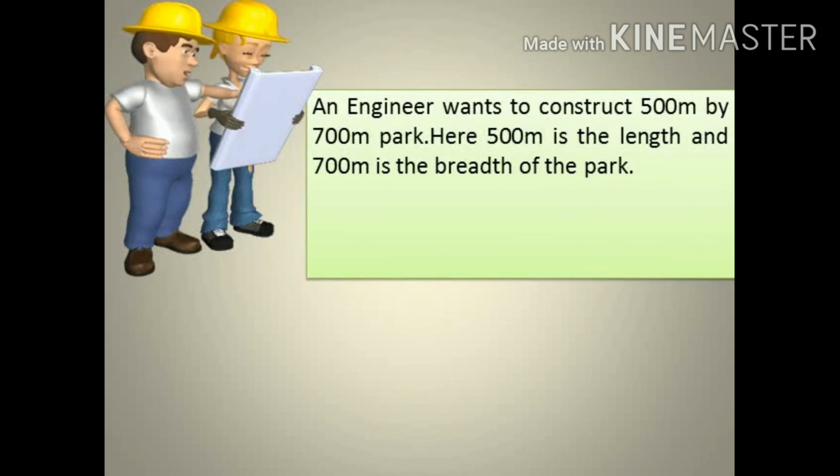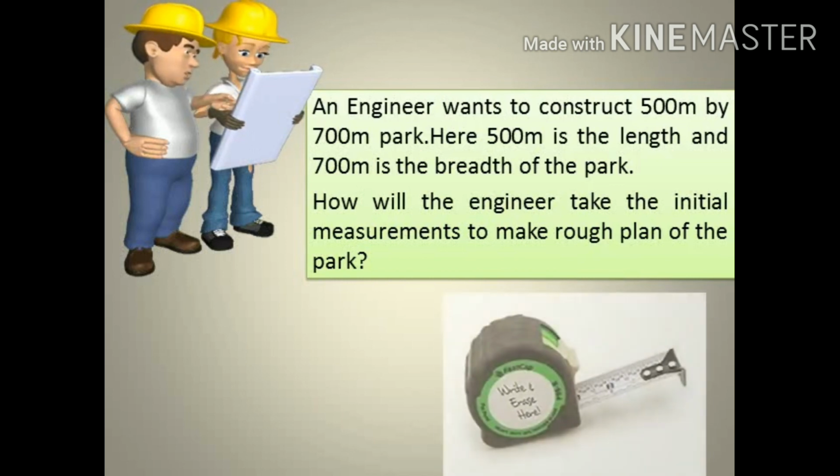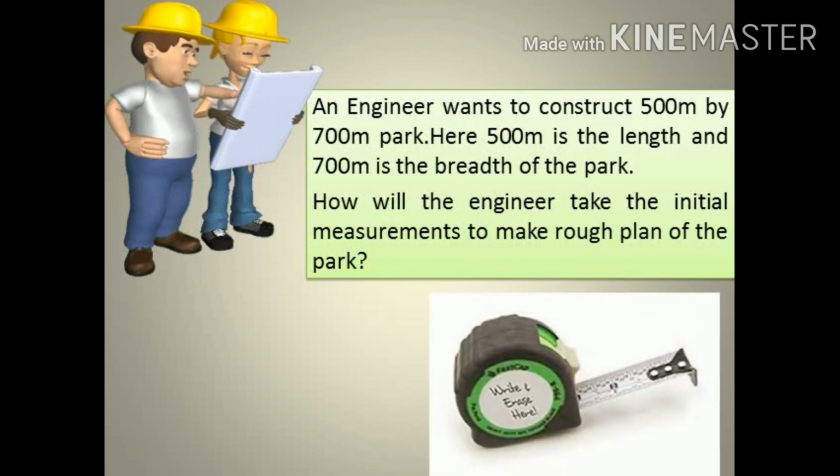An engineer wants to construct a 500 meter by 700 meter park. Here 500 meter is the length and 700 meter is the breadth of the park. How will the engineer take the initial measurements to make a rough plan of the park? Will they use the same measuring tape? No. But the tape used by them is similar to the measuring tape. It is called a surveyor's wheel.